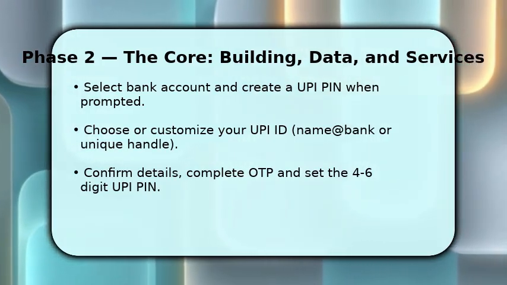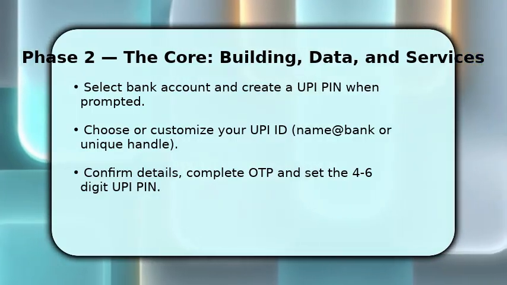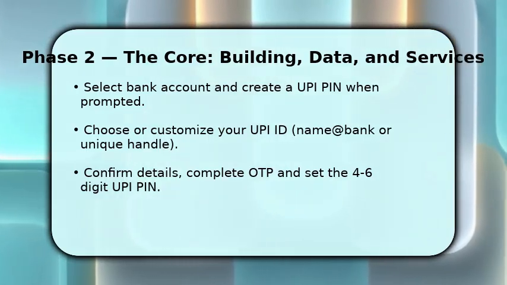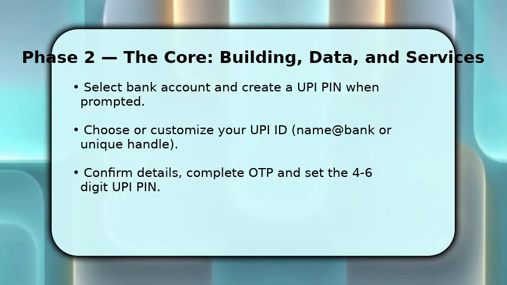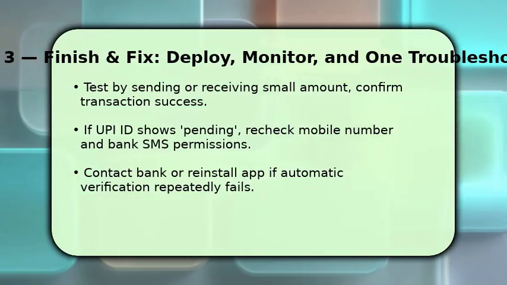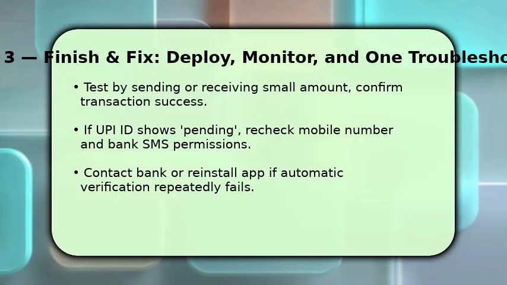Then enter the OTP sent by your bank and set a secure 4-6-digit UPI PIN. Make sure to memorize or store the PIN securely. It authorizes all transactions. To finish, send a 1 rupee or small amount to a friend or your alternate account as a test. Confirm it goes through and appears in transaction history.